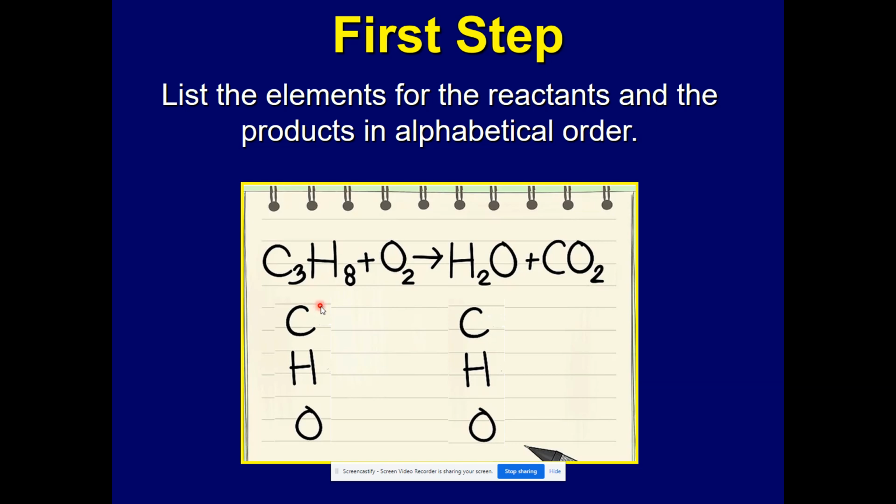But anyway, the first thing you're going to do is list the elements in alphabetical order. So C comes before H, and that comes before O. Both of them come before O. So we're going to list it on the reactant side, and we're going to list it on the product side.